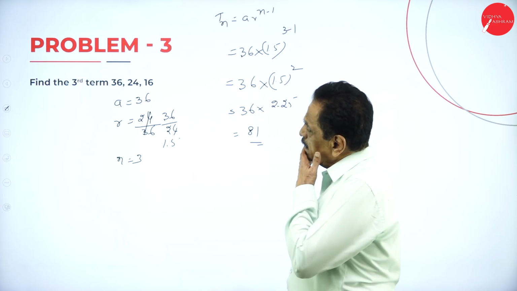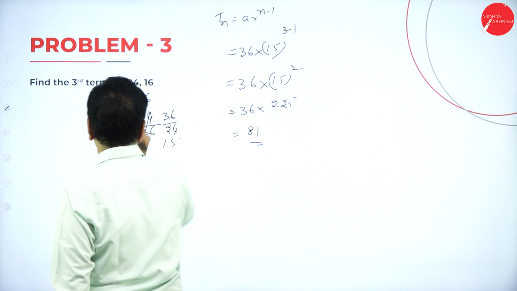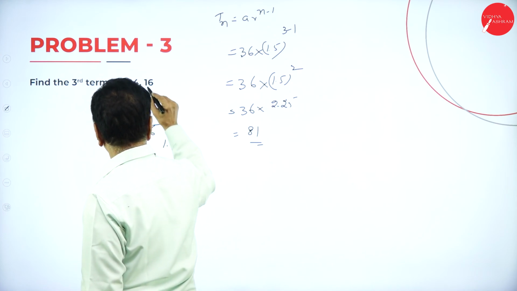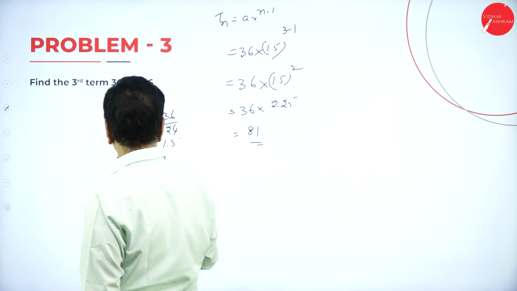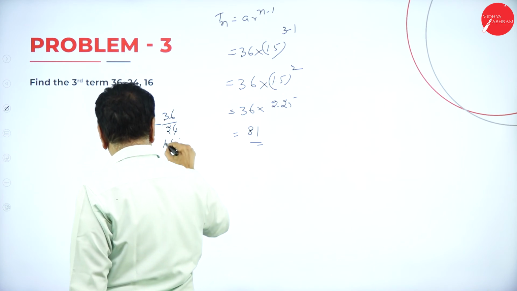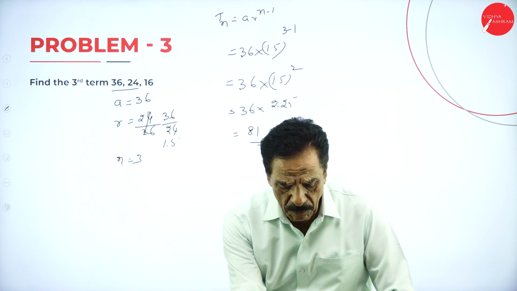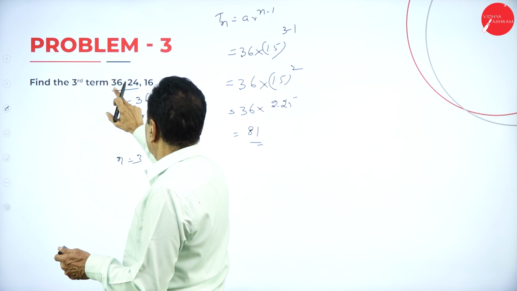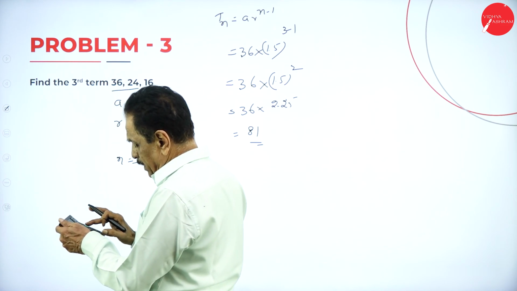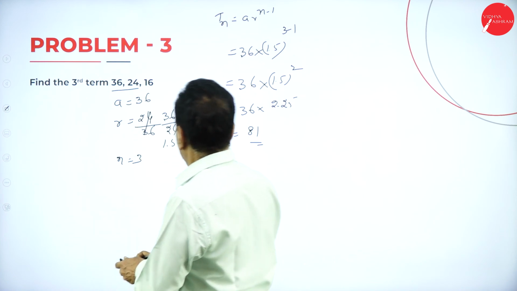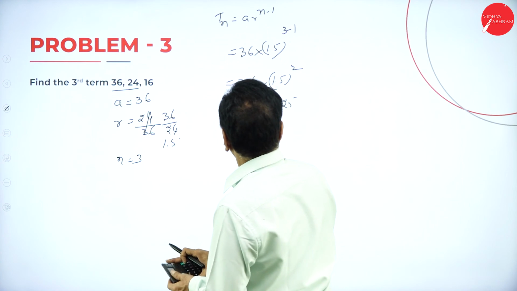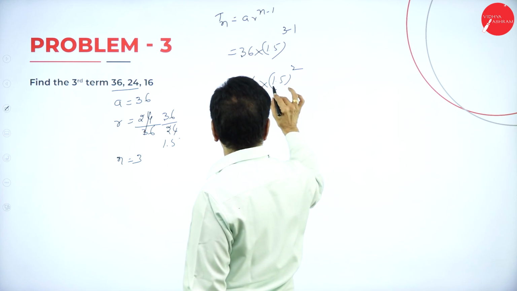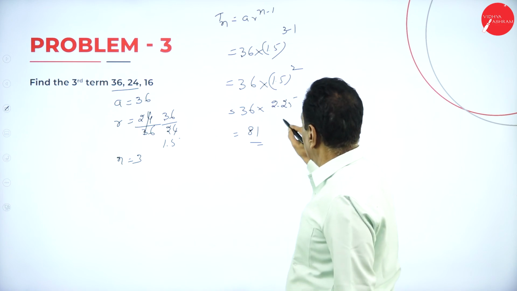Here, 36, 24, the number given is wrong. For r, it is the second number divided by the first number: 24 divided by 36, first number divided by second number, 24 divided by 16, 1.5. So n is the third term. Tn is equal to ar to the power of n minus 1. What's your a? 36 into r, 1.5 to the power of 3. 1 into 81.